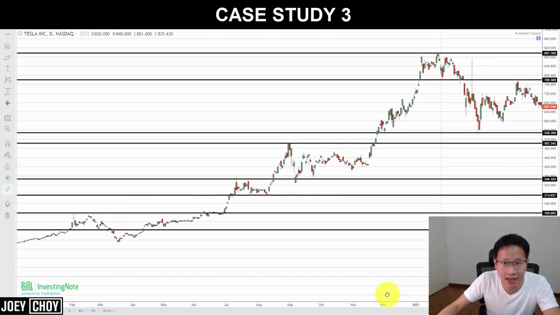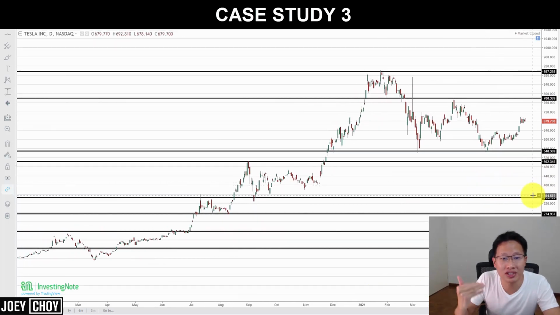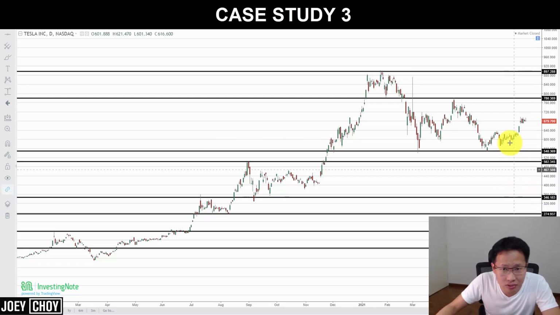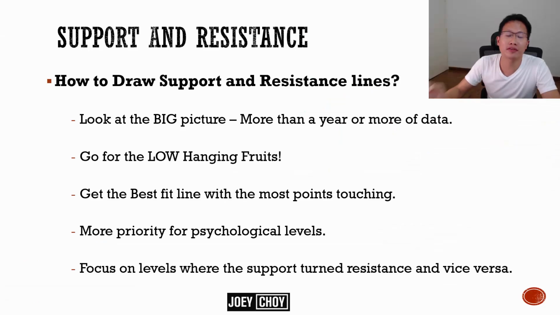So this is, I would say, Tesla, and this is pretty much how we draw the support and resistance lines. Go for the low-hanging fruits, right? You don't want to go too deep into all the details, or zoom in and look at only a few days or a few weeks. It doesn't make sense. We look at the big picture, we draw the major lines that count, and this is how we do it.